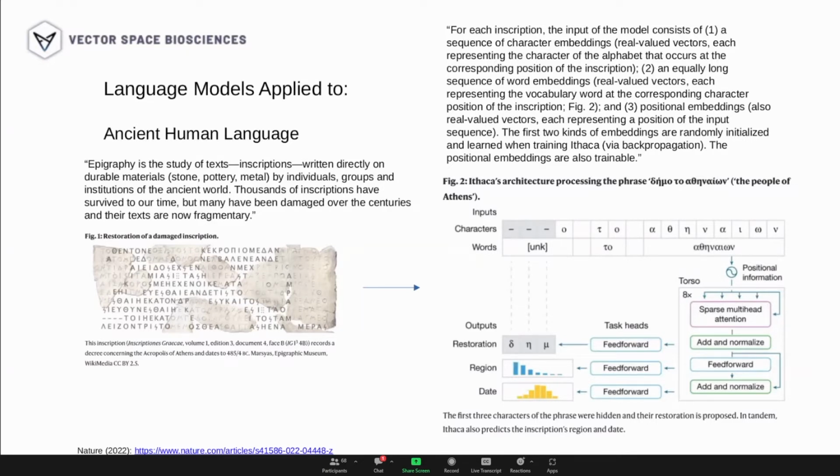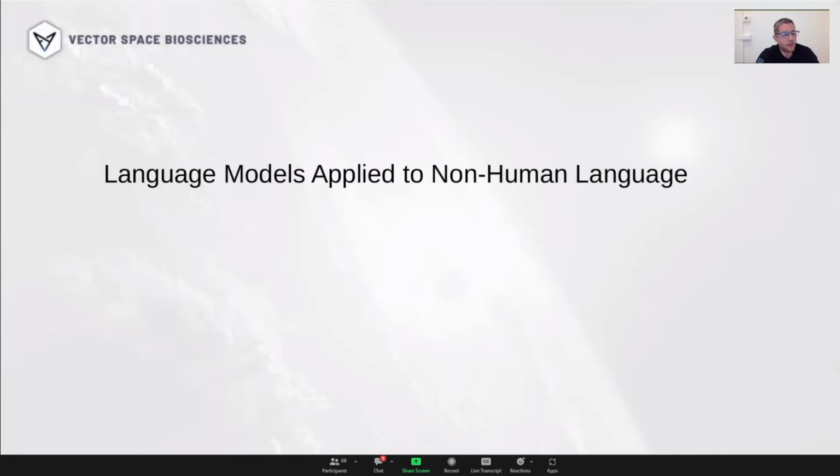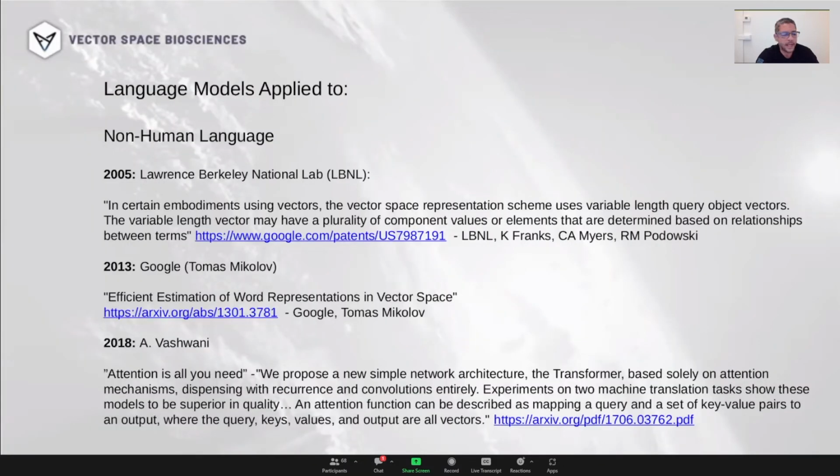or deciphering inscriptions. Modern human language might include dictionaries, encyclopedias, ontologies, annotations, long and short descriptions based on data sources from clinicaltrials.gov, Drug Bank, or PubMed, as we're all familiar with. Now, what most don't really know is that language models can be applied to non-human language. And going back in time, when you look at non-human language, we were able to apply language models to sequences of objects. This was at Berkeley Lab in 2005.